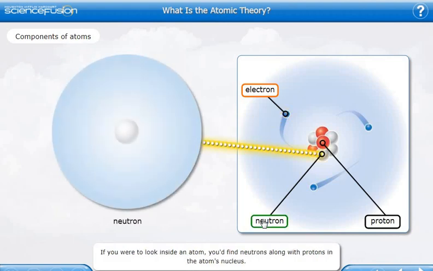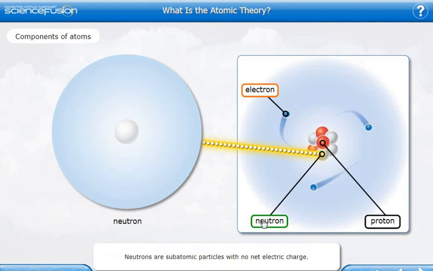If you were to look inside an atom, you'd find neutrons along with protons in the atom's nucleus. Neutrons are subatomic particles with no net electric charge. A neutron has a mass slightly larger than that of a proton.